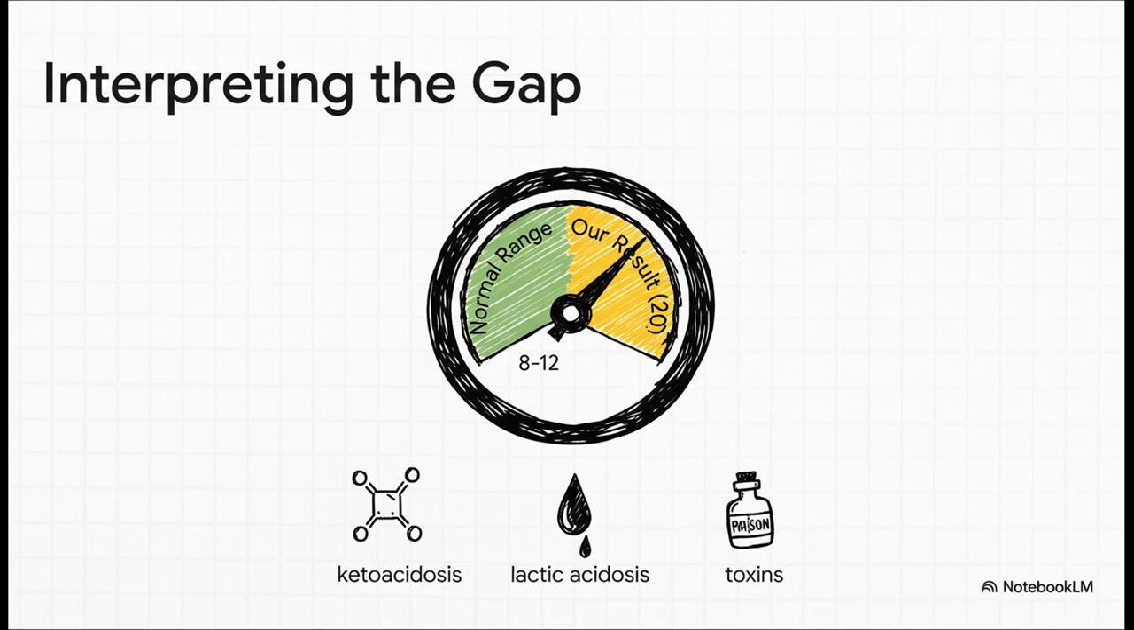So it's all about context, right? A normal anion gap is usually somewhere between 8 and 12. Our result? 20. That's not just a little high, it's way up there. This gives us our first diagnosis, a high anion gap metabolic acidosis, or HAGMA, and this is absolutely critical. Why? Because it tells us an unmeasured acid, think ketones, lactate, something toxic, has been dumped into the blood. This narrows down our list of suspects big time.